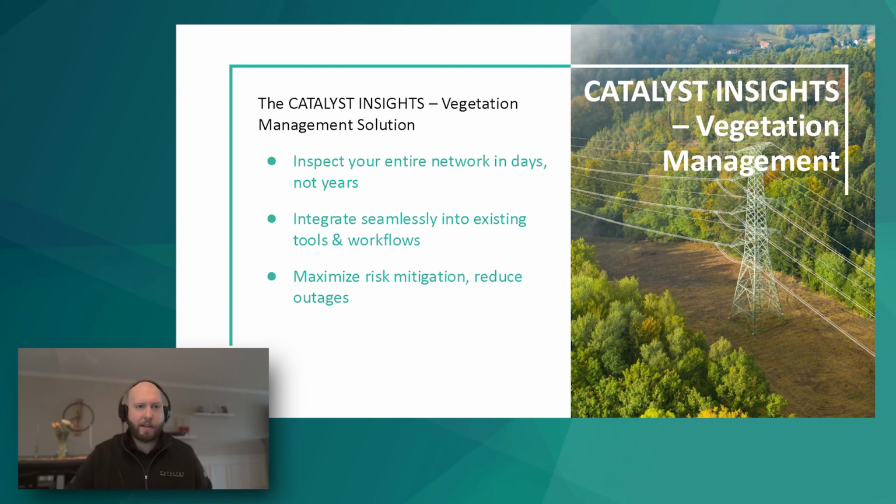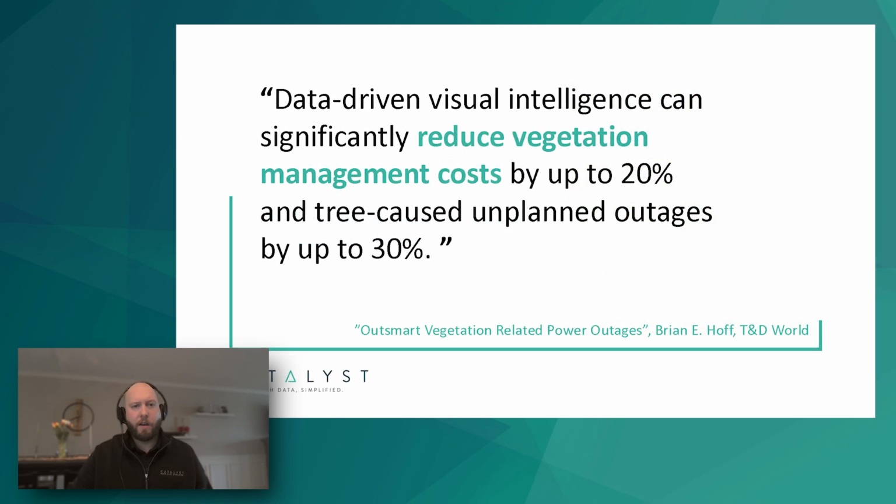Now, I'd like to end on this quote: Data-driven visual intelligence can significantly reduce vegetation management costs by up to 20% and tree-caused unplanned outages by up to 30%. The key message here is utilities are able to spend less or restructure costs to get a better outcome.